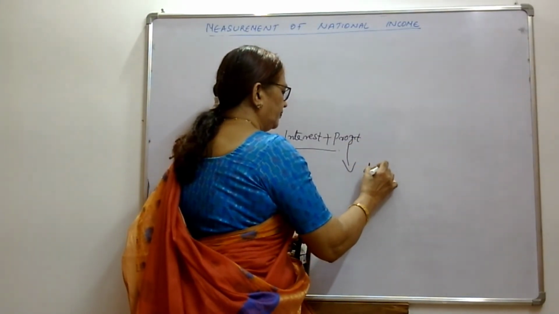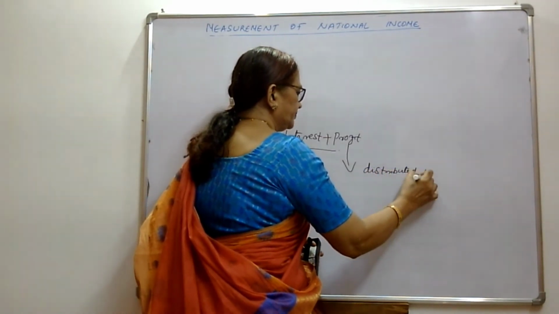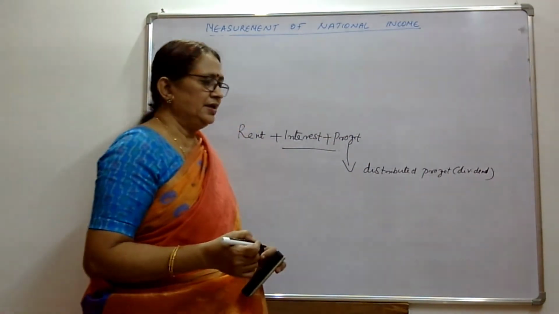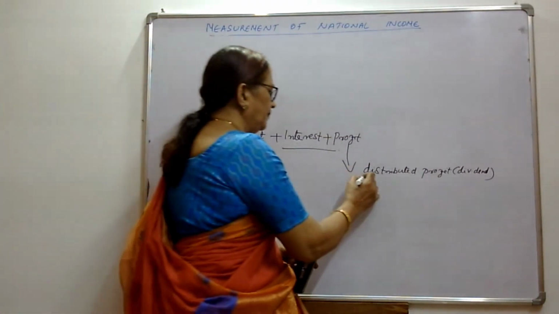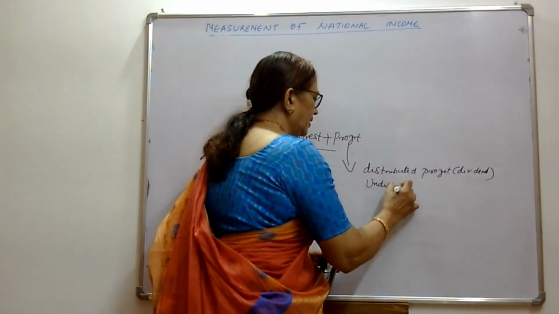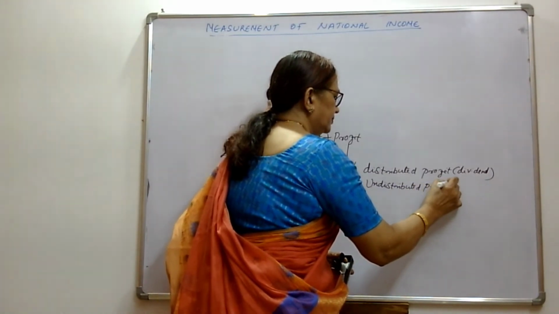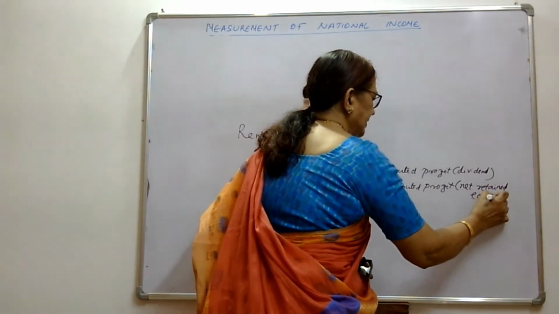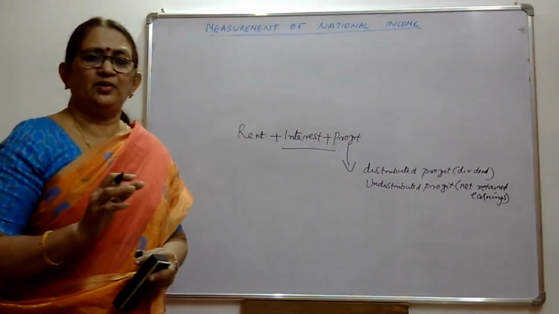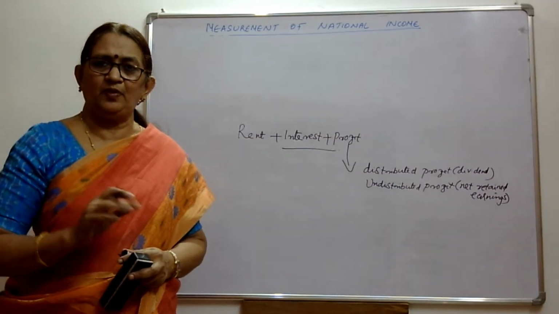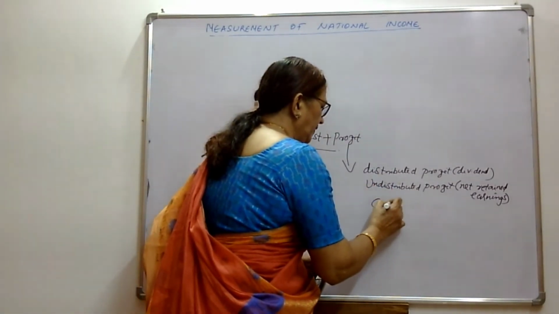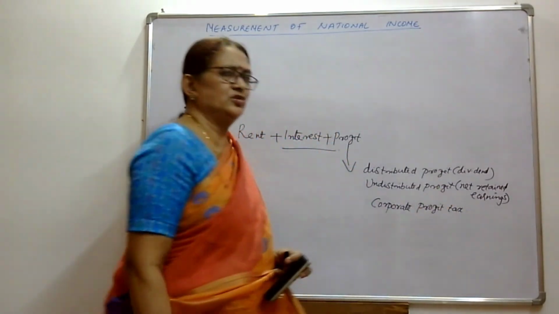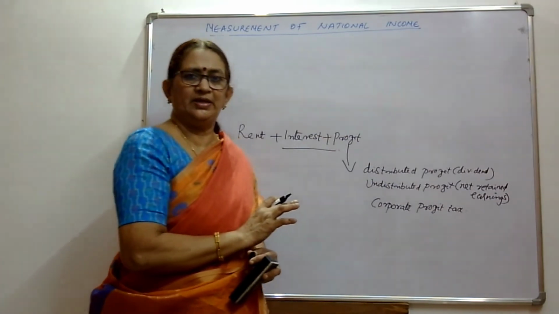Profit has three components. One is distributed profit, that is dividend. Distributed profit is the profit shared among the shareholders. Undistributed profit is otherwise called net retained earnings of the firms. What is net retained earnings? It is the part of the profit that is not shared among shareholders. It is kept for future use. The third one is corporate profit tax. That is tax paid by the firms to the government. Okay, so these are the three components of profit.